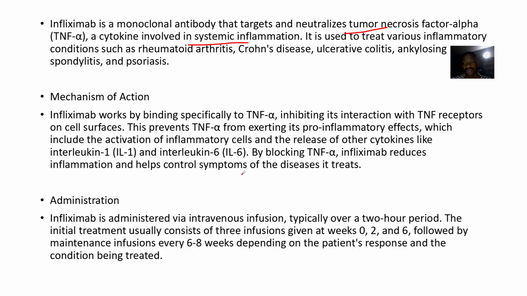So administration. It is administered via intravenous infusion, typically over what? A 2-hour period. So the initial treatment usually consists of 3 infusions given at weeks, just when it started, that's week 0, week 2, week 6. So followed by maintenance infusion every 6 to 8 weeks, depending on the patient's response.